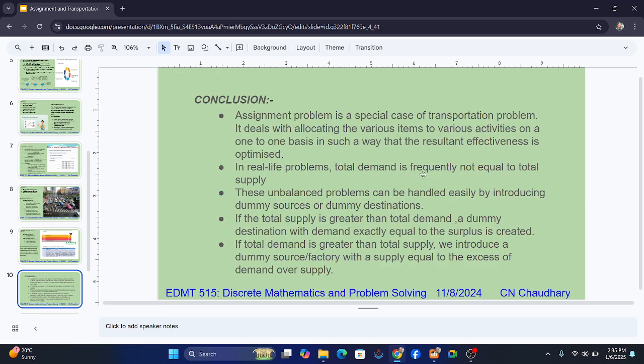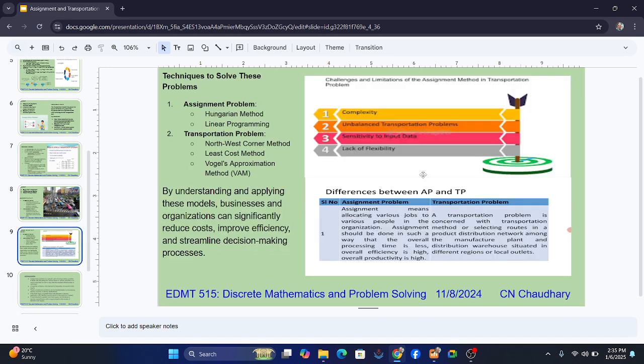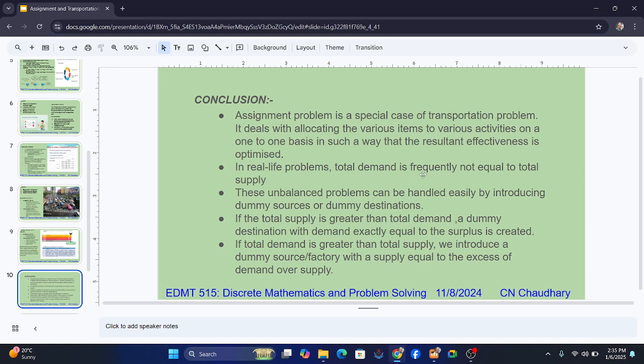Now, at last, I have included some conclusions of the assignment problem and the transportation problem. Assignment problem is a special case of the transportation problem. It deals with allocating various items to various activities on a one-to-one basis in such a way that the resultant effectiveness is optimized.